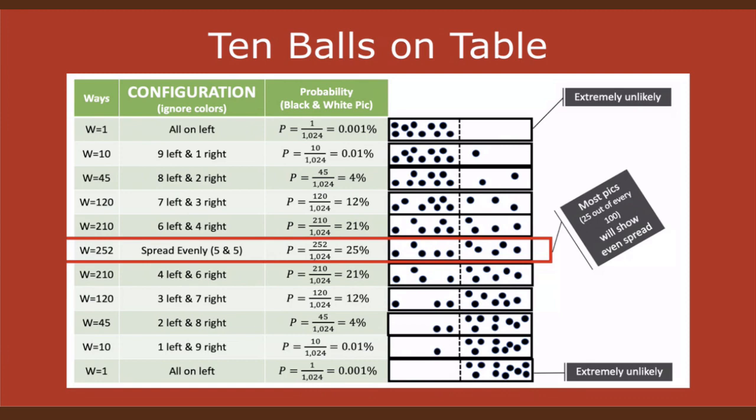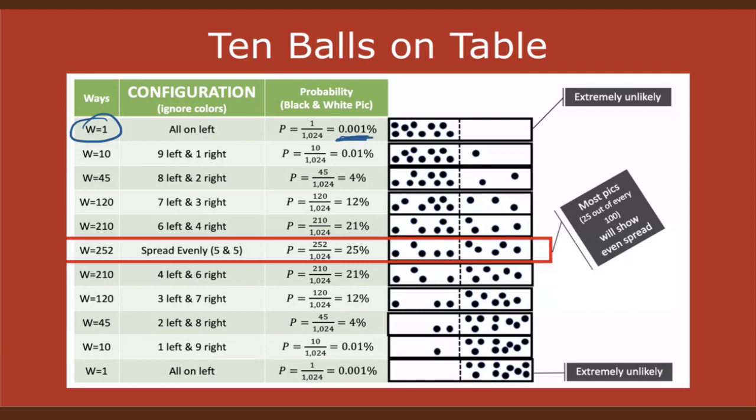So I'm not going to go through every line on the table, but you can see that there's only one way that the balls could all be on the left. And we said that there's 1,024 different microstates, 1,024 ways that all these balls could be on the table. So that's only a 0.001% chance that they're all on the left.